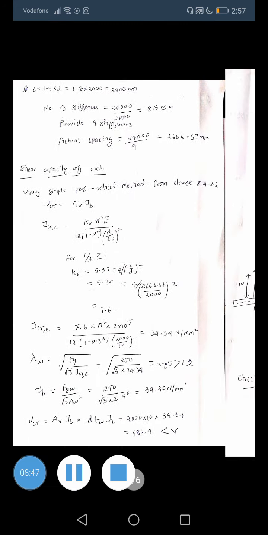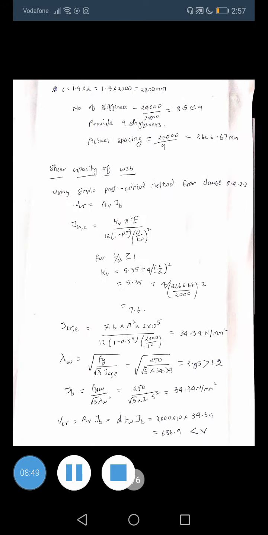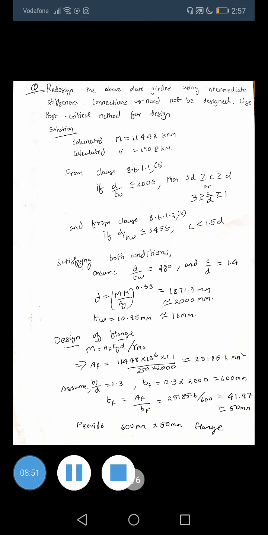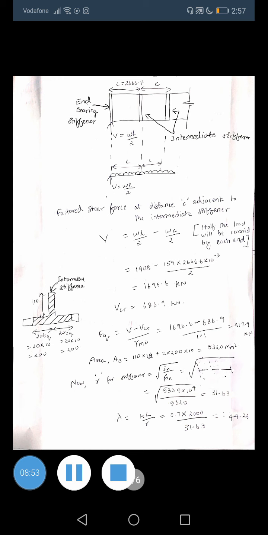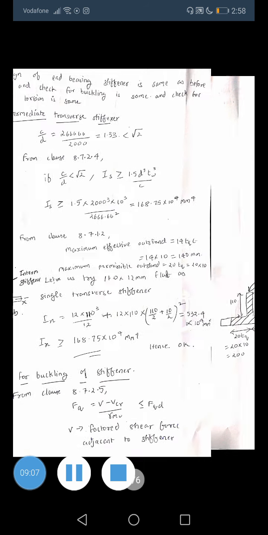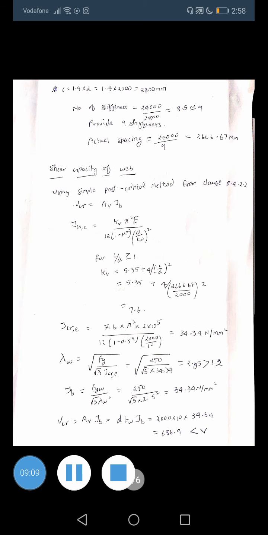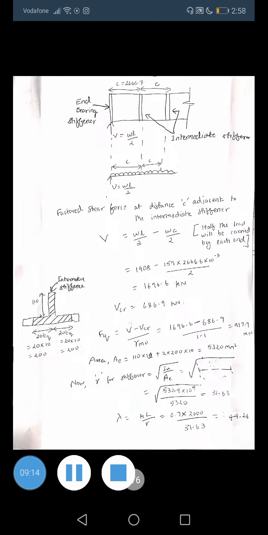The maximum shear force that is calculated, WL by 2, is 1908, and minus WC by 2. W is 159, which is the total value of load that was calculated in the first problem. Now you calculated V, then you know VCR. VCR is the value obtained from the shear capacity of the web, which is 686.9. Now V minus VCR by gamma m naught gives you the value of FQ.